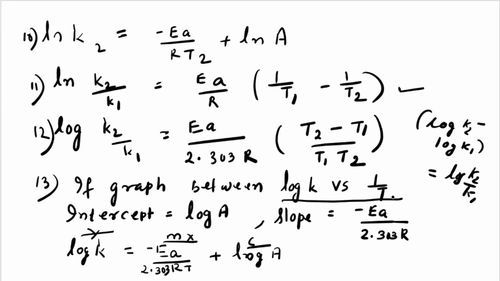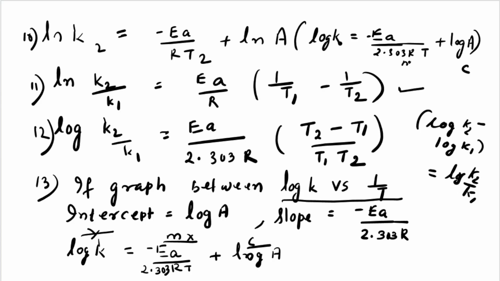If it is not clear, can I try here? It will become log. It may be possible. Log K equals minus Ea by 2.303 RT plus log A. Yes, it is possible. This is C, mx, this is y.